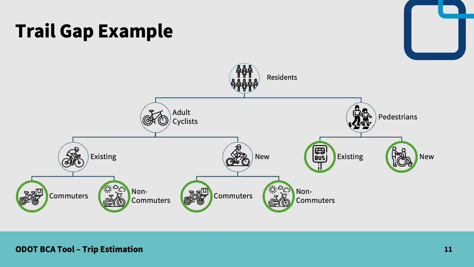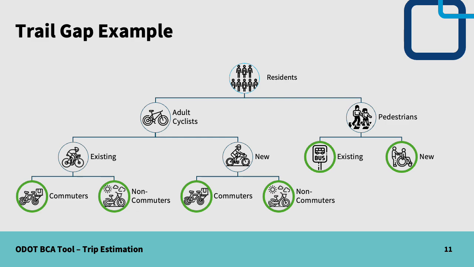Let's walk through the trip estimation process for an example project that fills a 4.5-mile trail gap. While this is a real trail gap in Ohio along the Great American Rail Trail, this trip estimation was conducted for this training video and not part of an existing proposed project.